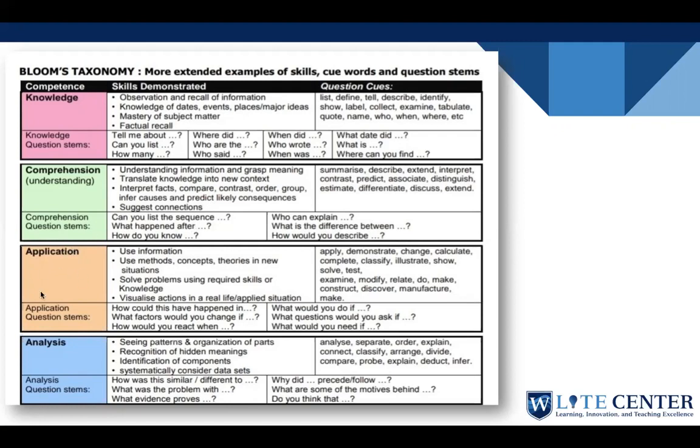With the third level of application, we're going even deeper. Here, this is where we're trying to get them to go deeper than just listing a sequence and showing their knowledge through that or just explaining, but now they're demonstrating something or relating it or examining it. And you can see that the question stems here get a little more in depth. So how could this have happened in this situation? What factors would you change? So they're able to demonstrate a little bit more knowledge of what they've learned based on how this question is answered.